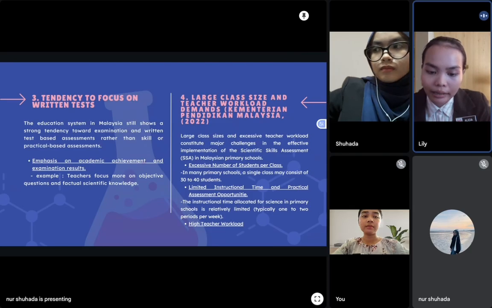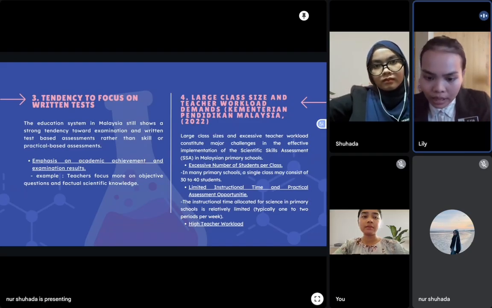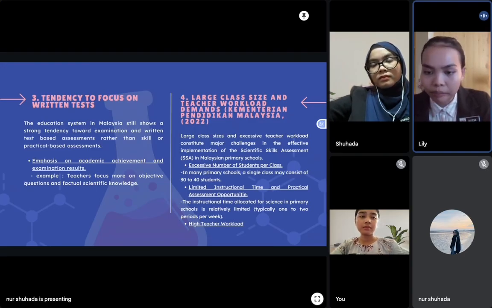Then the high teacher workload. Teachers are not only responsible for teaching but also for performing various non-academic tasks such as data management, co-curricular activities, and documentation related to the classroom-based assessment.